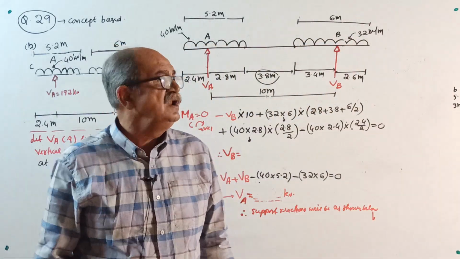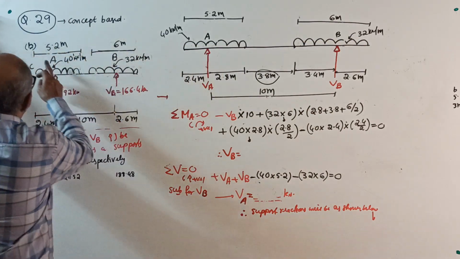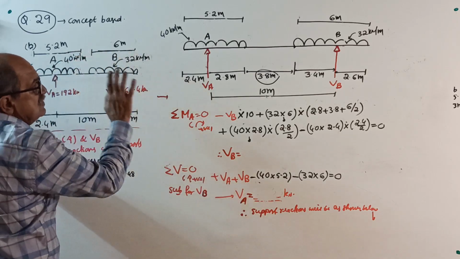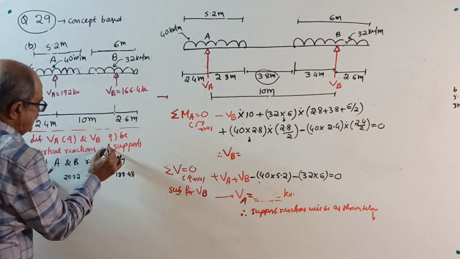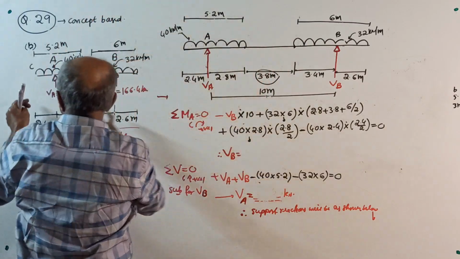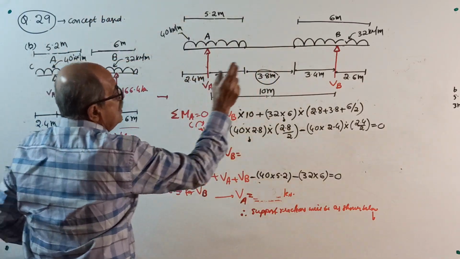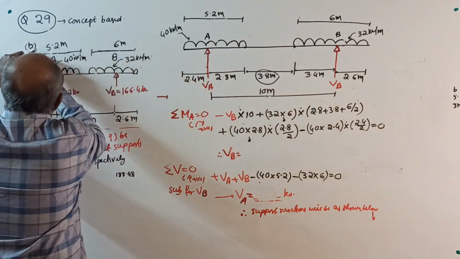Okay, start the question, 29B. I told this is 5.2, this is 6 meter. As usual, same statement, reactions at the supports. Draw a neat sketch. Be careful now. See here, 2.4, mark here, 2.6, span 10. This loaded length is 5.2.